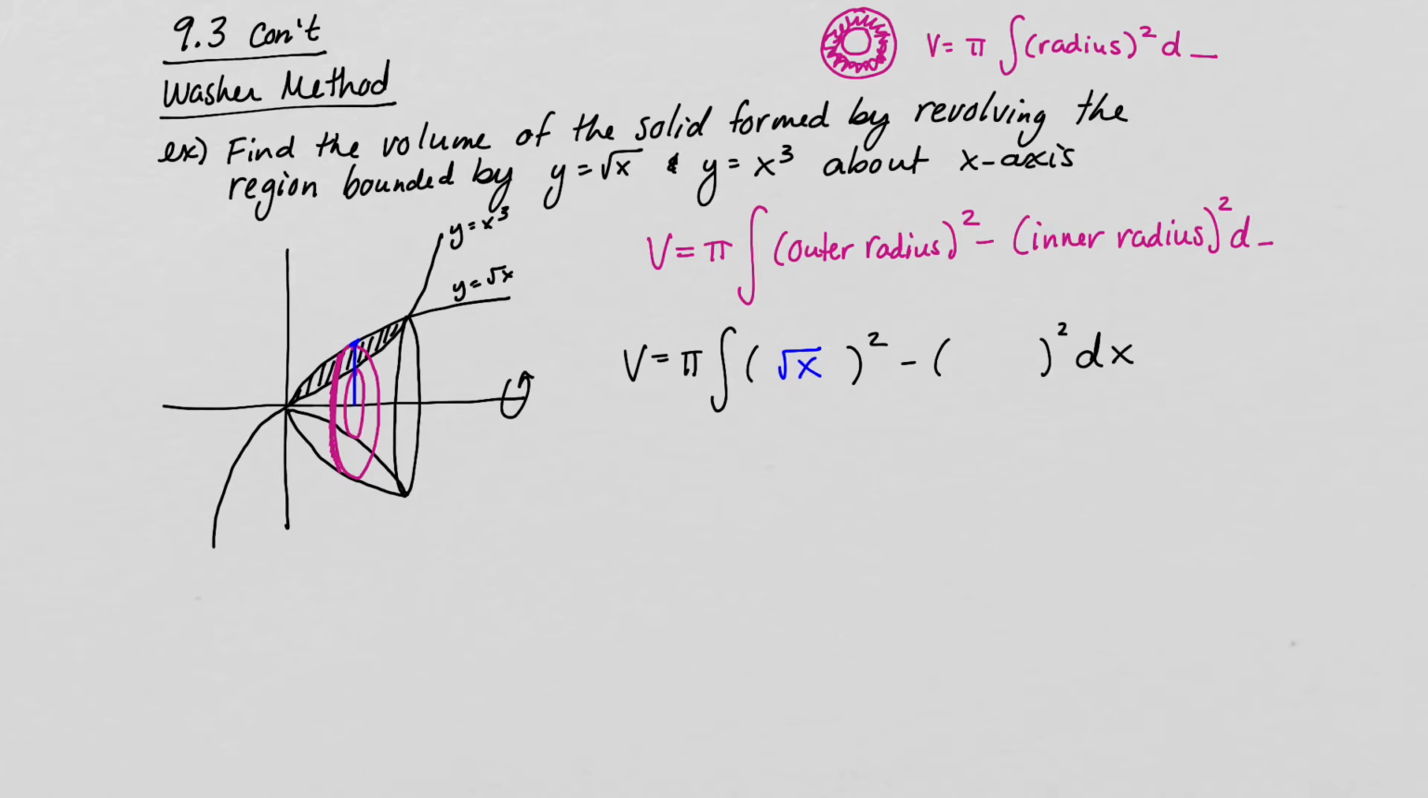The inner radius is in here. Where's that inner radius sitting on? I probably should use a color different than green, because that's not really easy to see. But yeah, the inner radius is sitting on the x cubed. And then I have to figure out where I need to integrate from and to. So how am I going to figure that out?